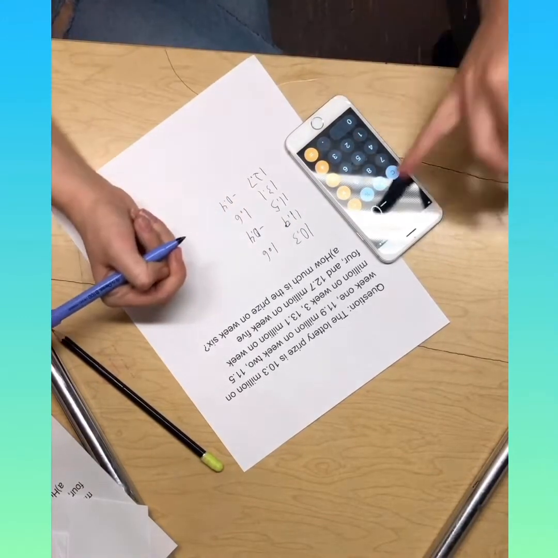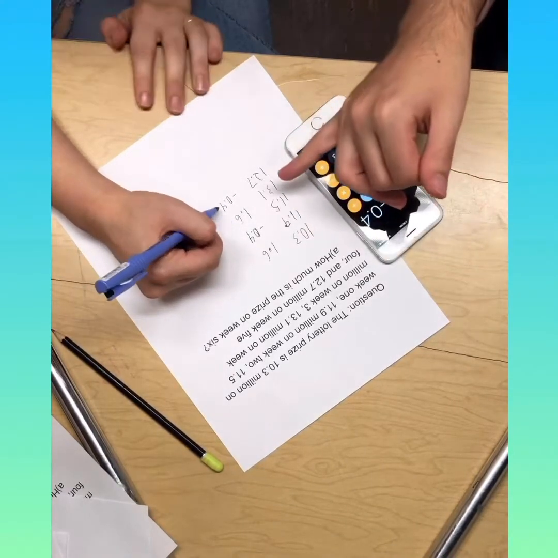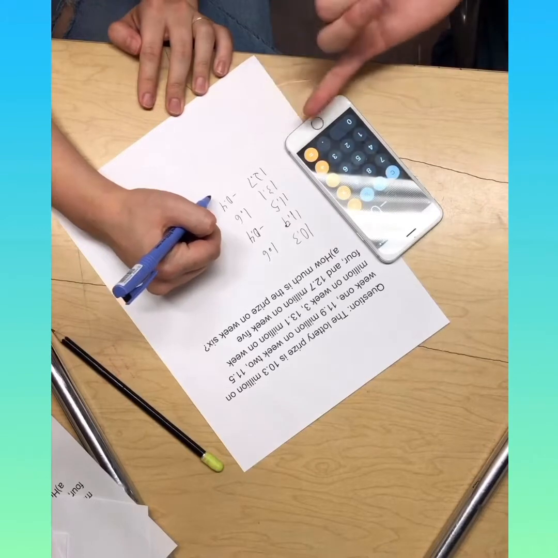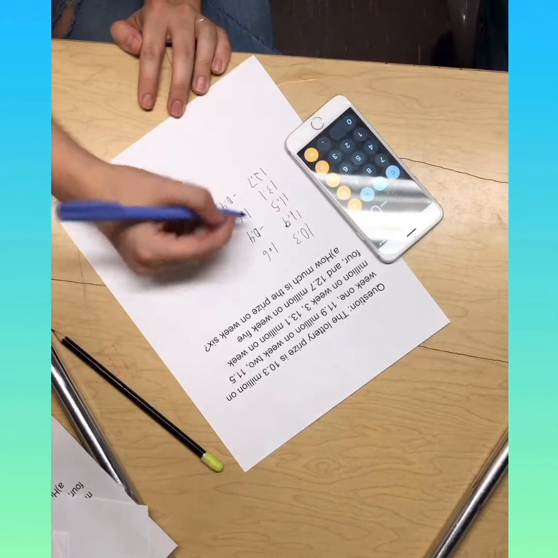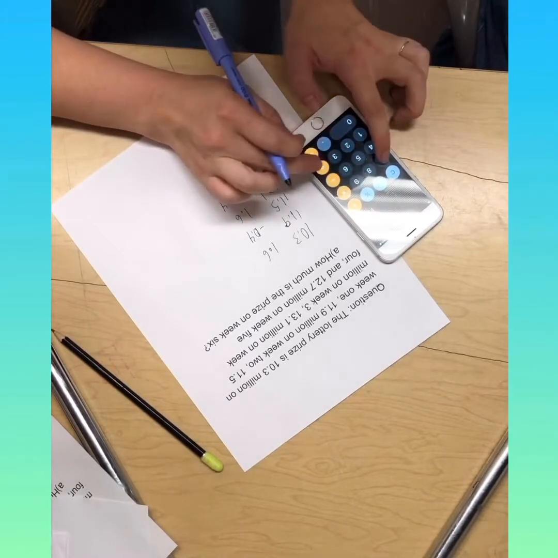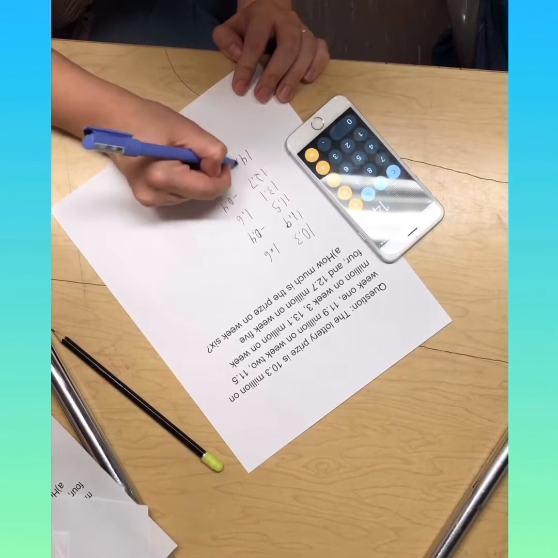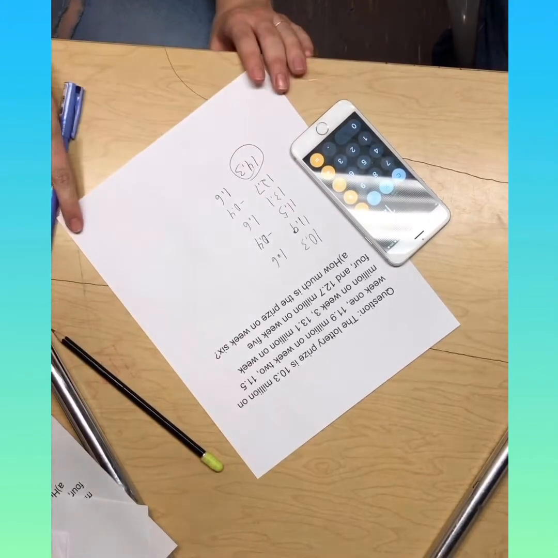So as you can see, the pattern is it'll go up by 1.6, down by 0.4, up by 1.6, down by 1.4. So the next number in the sequence is going to be up by 1.6. Exactly. So 12.7 plus 1.6, and it's 14.3. And there's your answer.